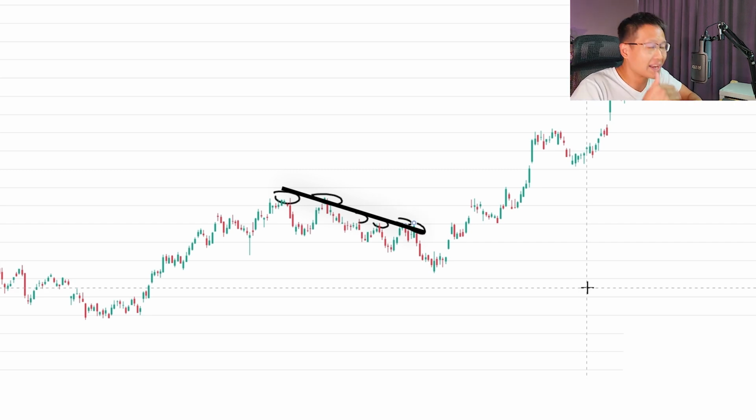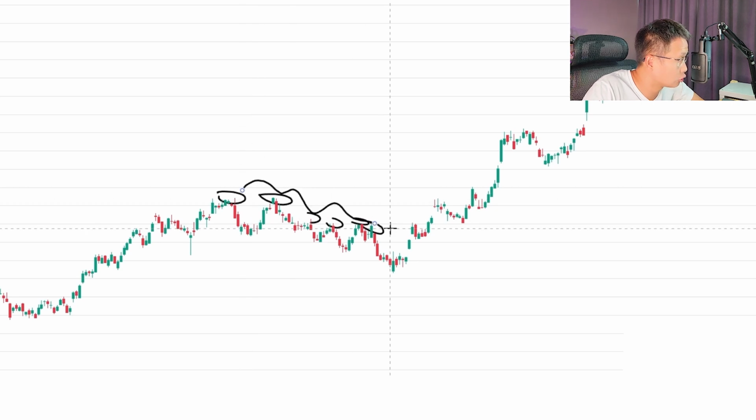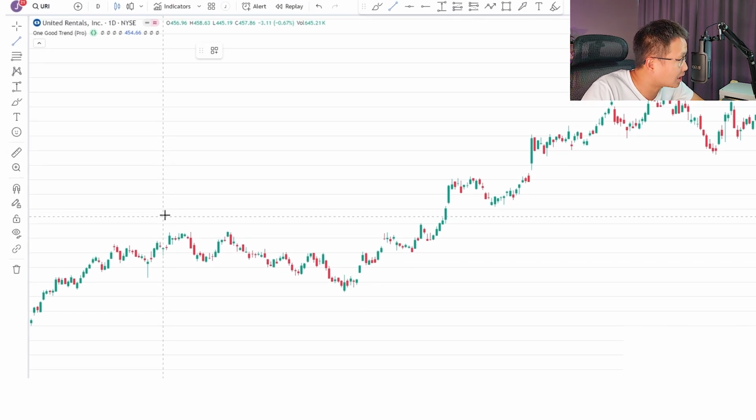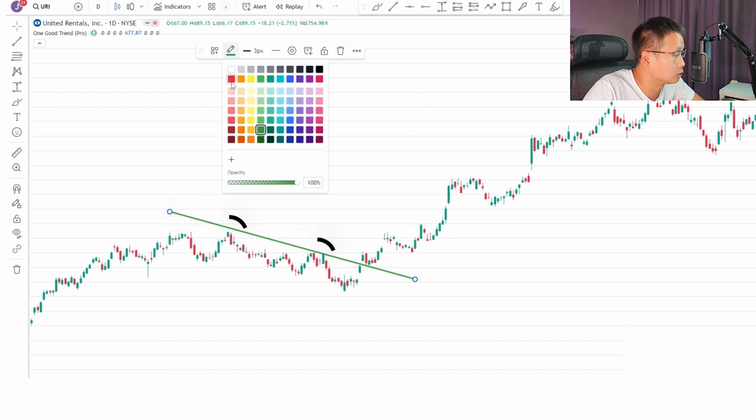So we talk about higher lows, whereby a stock is moving up in the longer term, but in the short term, we could actually see a bit of weakness, and we could form what we call lower highs. Look at this, right? So the highs actually get lower. So if I just remove all this, you can see that we can actually draw a line connecting these lower highs, right?